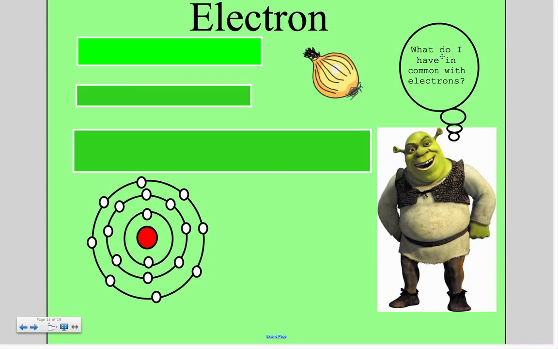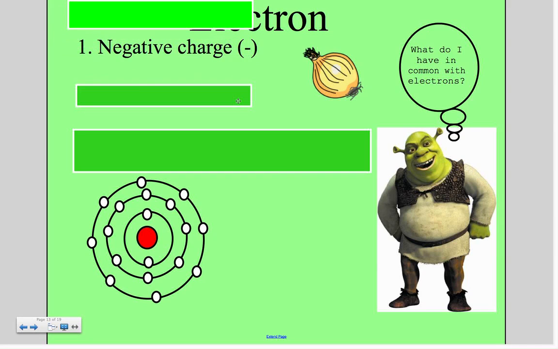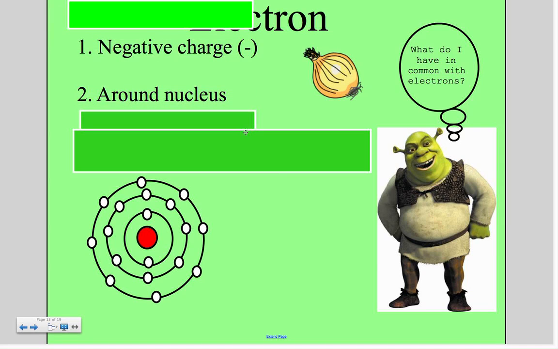So the electrons, I like green, so yeah. What do Shrek and electrons have in common with an onion? So that's like the weird question for this page. Electrons have a negative charge. They are located around the nucleus. They are not in the nucleus.